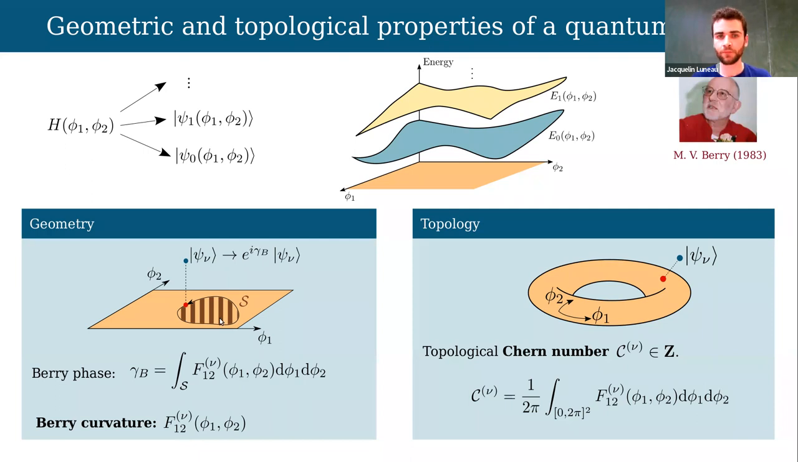of these eigenstates. The topological property appears when this configuration space, the parameter space, is compact. So here, phi one and phi two will be periodic phases, so the parameter space is a torus. Then, analogously to the Gauss-Bonnet theorem, when we integrate the Berry curvature on this closed surface, we surprisingly get an integer, which is called the Chern number. So the average value of the Berry curvature over phi one and phi two will be topologically quantized. And we will see that the Berry curvature and the Chern number enter the dynamics of these slow degrees of freedom.